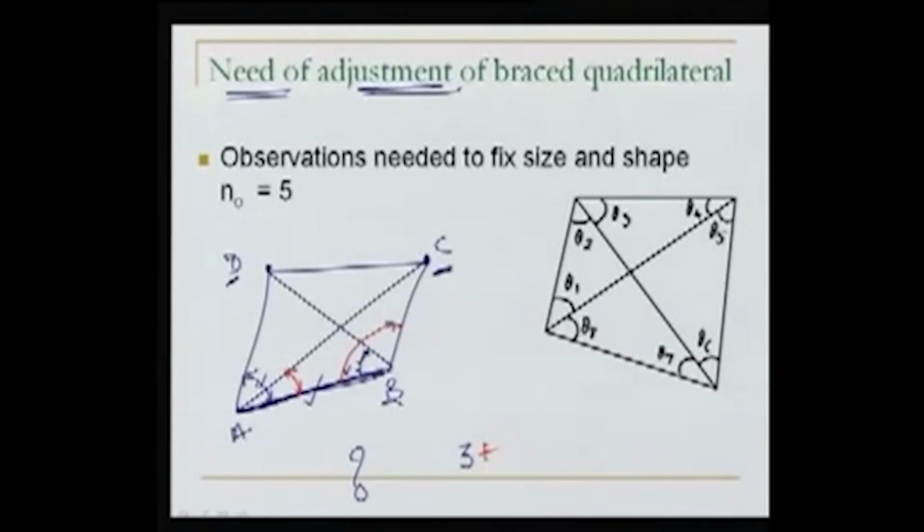So plus 2 observations. So what we need to know, in order to fix D and C from the known length, is a total of 5 observations. 5 means 4 angles and 1 length. This length and 4 angles.